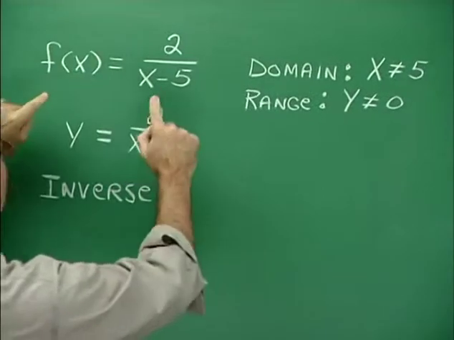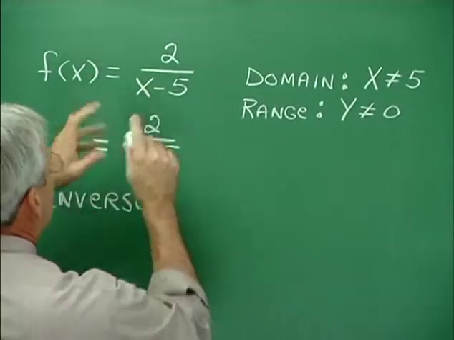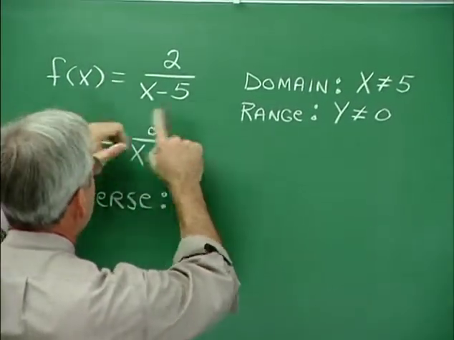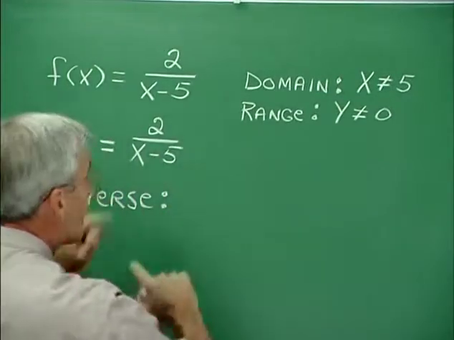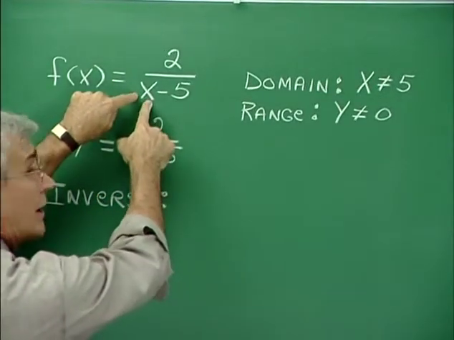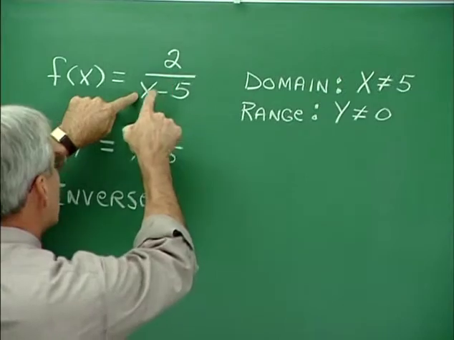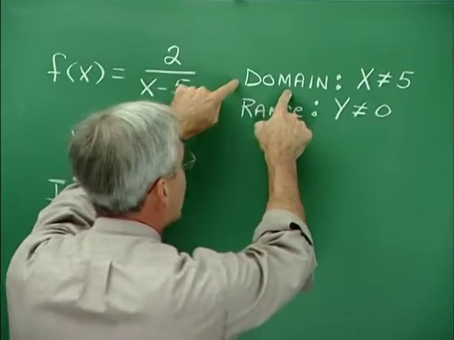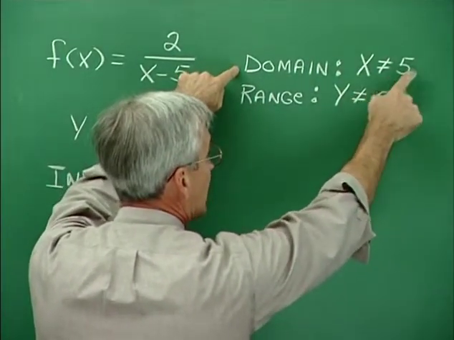All right, think about domain. We've got the acceptable replacements for x. Well, let's see, all x's are okay except for that particular x that will cause this denominator to become 0. The denominator becomes 0 when x is 5, so the domain would be all real numbers except 5. X is not equal to 5.